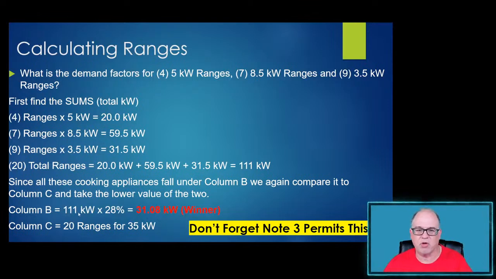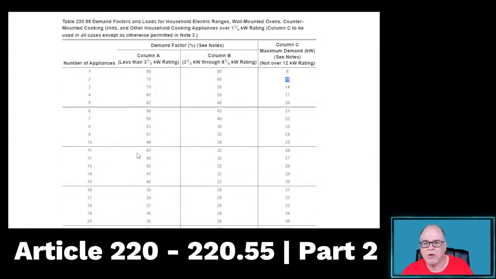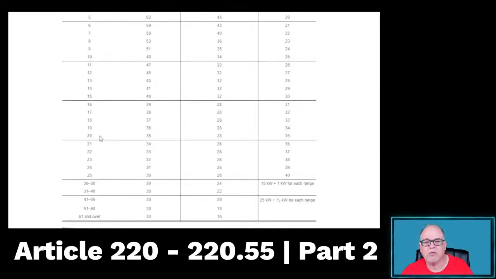So how many do we have total? Okay, there's 20 total, right? And we go down to 20. We need to find out what the multiplier is for the 20. And then we know what the total kW is. So let's go look at the code real quick. So we have 20 total. And let's just kind of go down here. So we're under column B. We go down to 20. Here's the 20, okay?